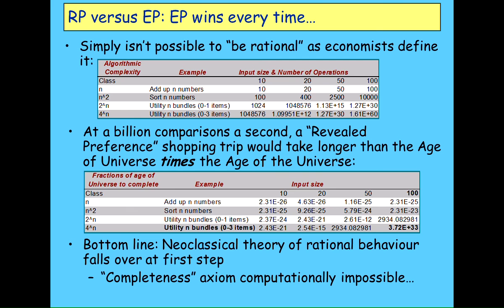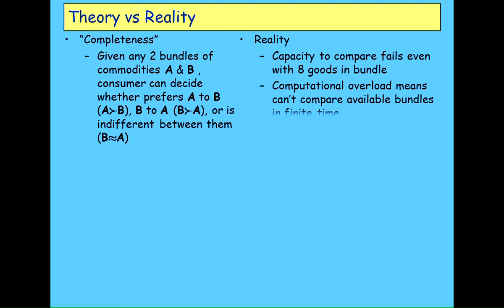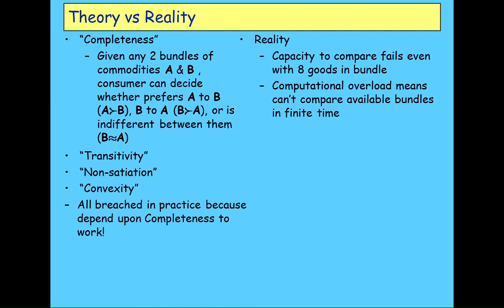The theory completely falls over, and it's no wonder it doesn't work. So we can't use that as a basis for actual behaviour, because the capacity to compare bundles just doesn't exist. You can't do it in a finite time, and all the other axioms can collapse. Once you can't do it at the completeness level, then the odds you're going to have transitive choices are zero. You'll find a few cases where that'll happen, but that'll be luck. Non-satiation will probably also disappear. Convexity's out the window. So they're all breached.